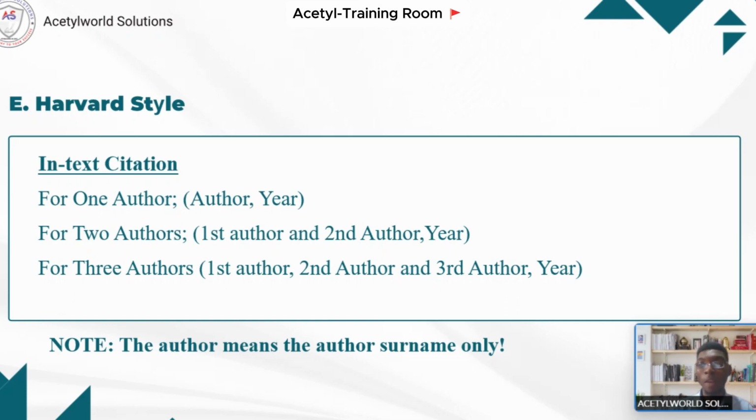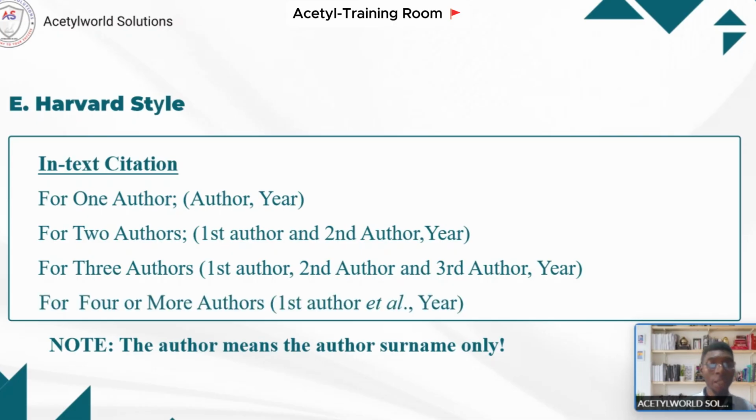Some supervisors will still let you maintain at least two authors, then for anything three authors, you use et al. But the standard is for three, you still use first, second, and third author, then comma, year. Then for four or more authors, you can now use the first author and et al., comma, year. What et al. typically stands for is just like, and so on, many more.